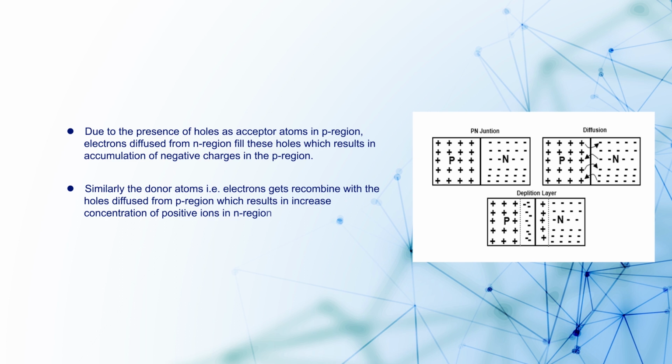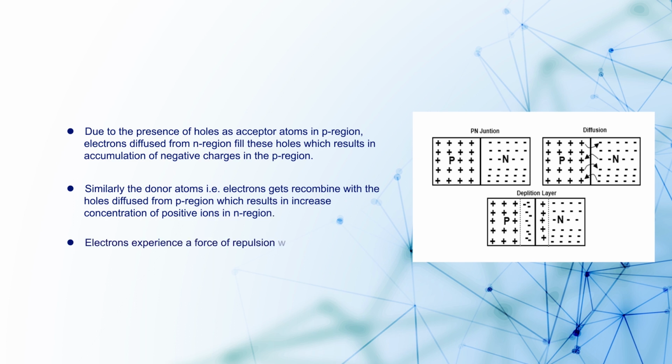When the diffusion process gets completed, we can see that a depletion layer is formed. The third figure shows the formation of the depletion region, in which a negative charge gets accumulated at the boundary of the p region and a positive charge gets accumulated at the boundary of the n region, and the combination of this negative and positive charge forms a depletion region.